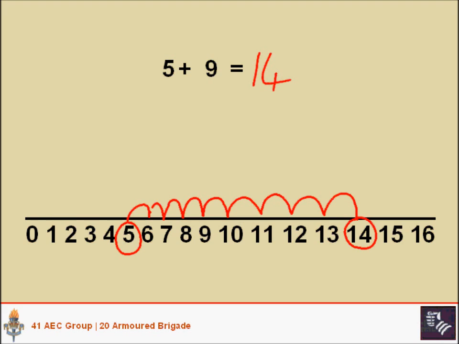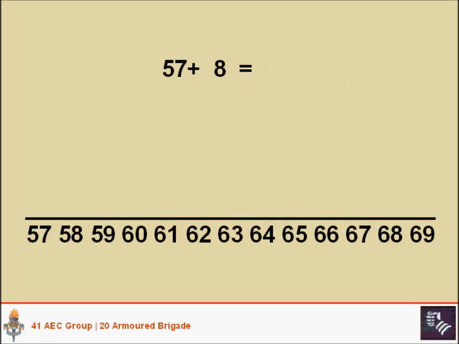A number line can also be used for larger numbers. We started our number line at 0 and went up to 16 because we're working with smaller numbers. What would happen if we had to add larger numbers? Could we use a number line? Let's see. This time we're going to add 57 plus 8.